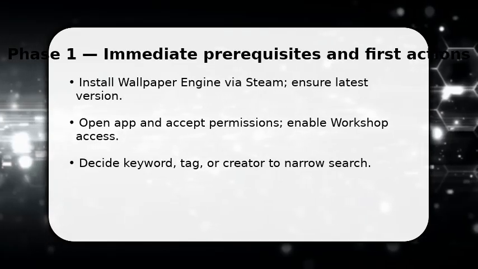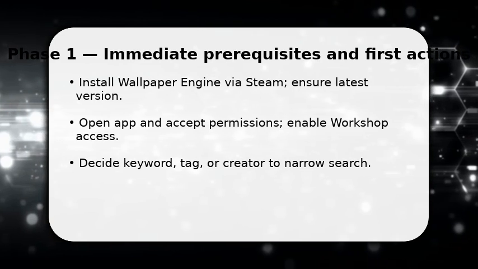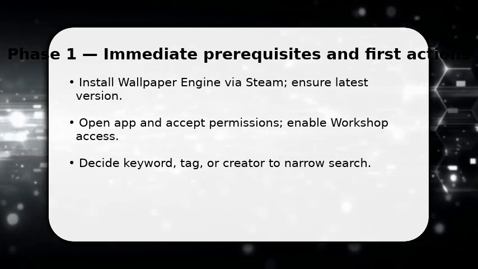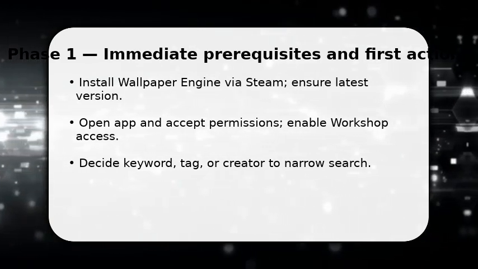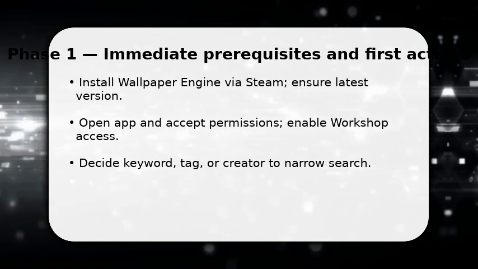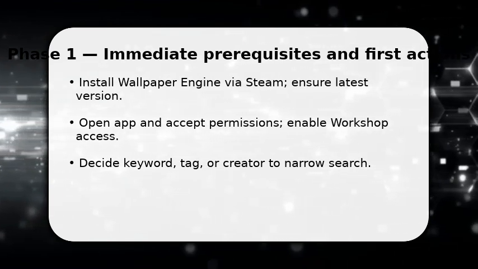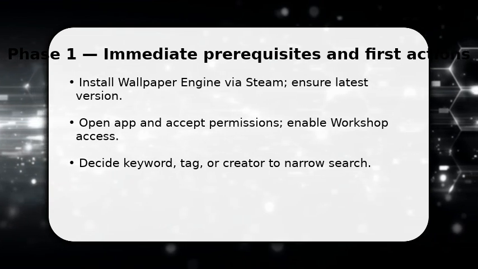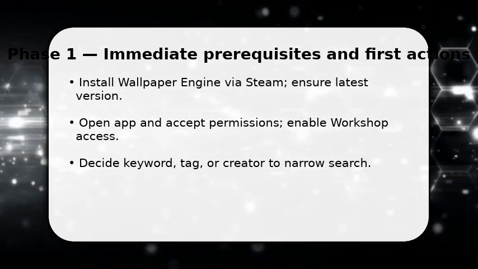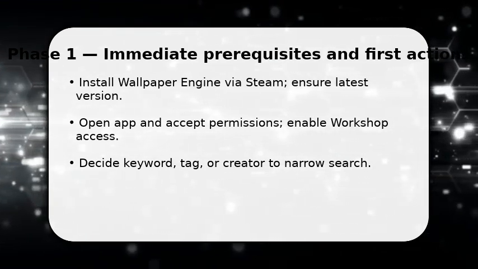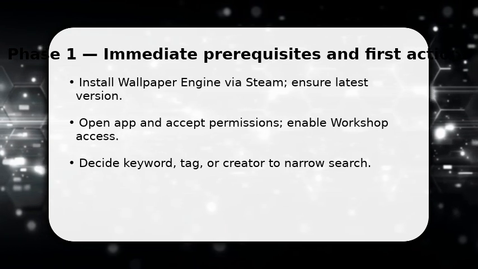You start by opening Wallpaper Engine and making sure it's updated. This avoids missing features. Next, sign into Steam and enable workshop access so you can download wallpapers. Once done, pick a search strategy: keywords for themes, tags for styles, or a creator name if you want consistent quality. You'll save time by narrowing results up front.